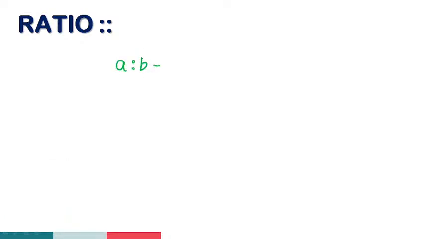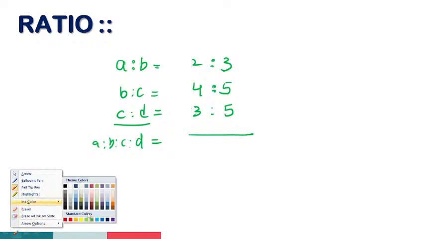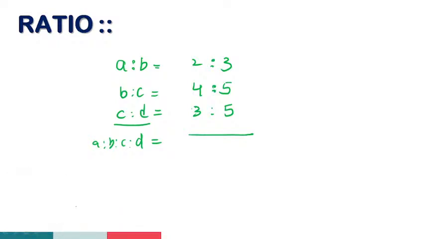A is to B is equal to 2 is to 3, and next B is to C is equal to 4 is to 5, and C is to D is equal to 3 is to 5. Then find A is to B is to C is to D value. Right, and if you are going to the basic method or the shortcut method, we'll get the answer, no problem guys here. Okay, all right.